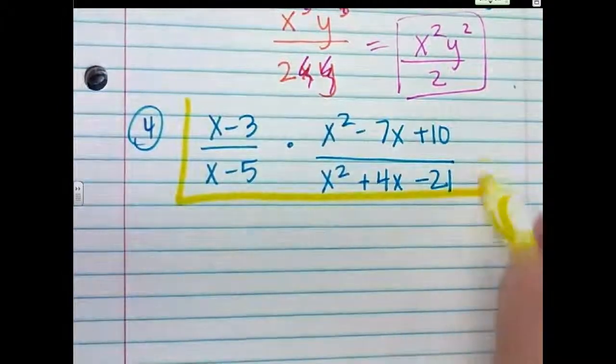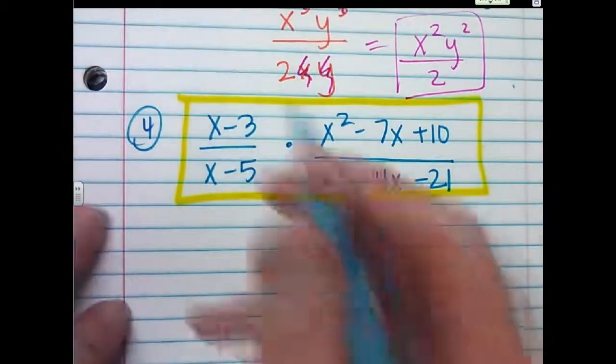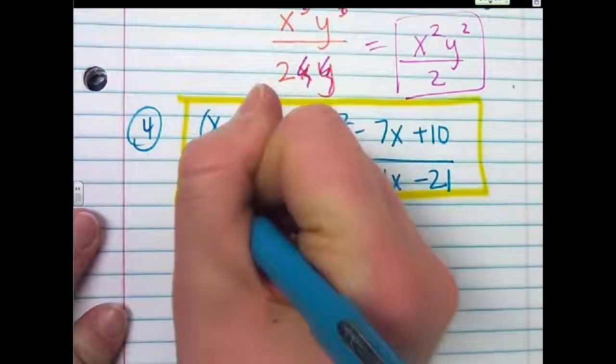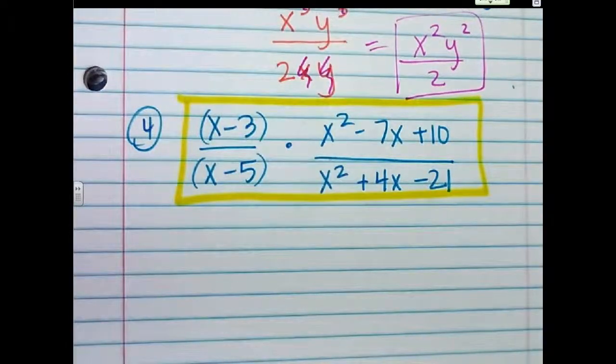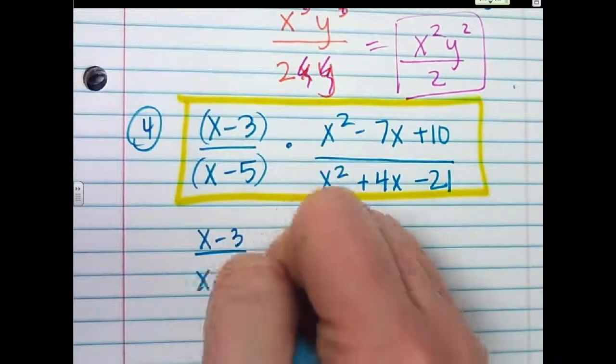All right, number 4. So this is like yesterday where you're going to want to factor first. The first 3 didn't have any factoring in them. This is why I say if you're struggling with factoring, come see me, because it doesn't change. Today, tomorrow, and Thursday are all factoring. Okay, so the first one just stays x minus 3, x minus 5.